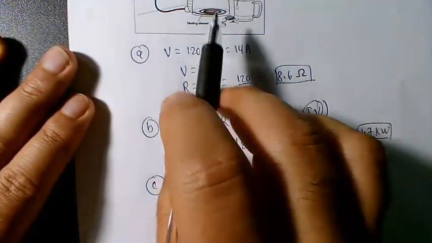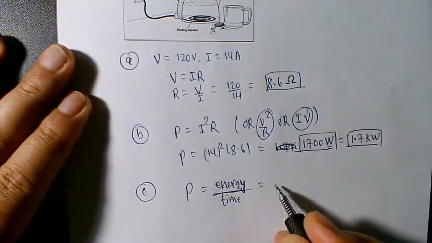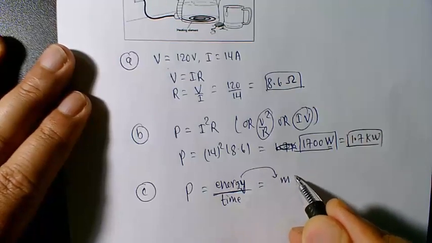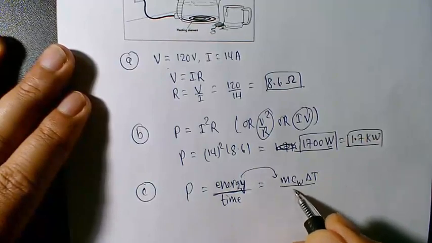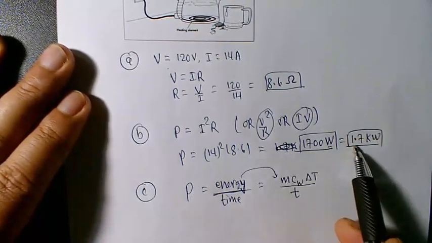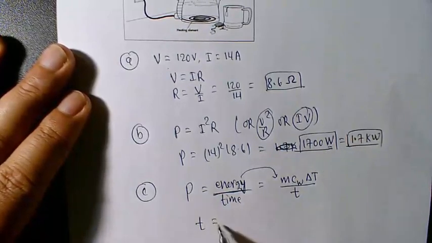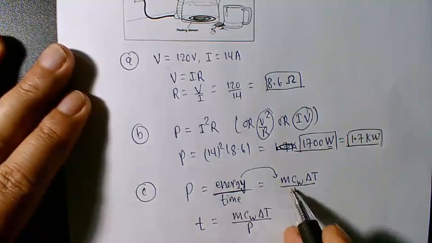Now you're heating water. So when you heat water, remember from the calorimetry principle, energy is m c of water delta T, and you are solving for time. Power we already know. It's running at its full capacity, 1700 watts. So time is m c_w delta T divided by the power, from this equation.